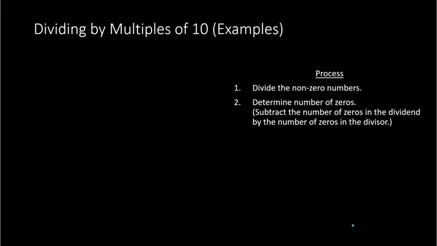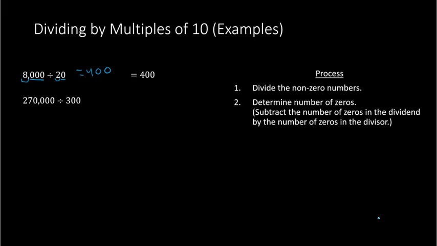Here we'll do a couple more, but with some different numbers. Here we have 8,000 divided by 20. How do you do this one? Again, same thing. We look at the non-zero part, the 8 and the 2. 8 divided by 2 is 4. Then here we have 3 zeros, and over here is 1. 3 minus 1 is 2. So we have 2 zeros, which gives you 400. So 8,000 divided by 20 is 400.